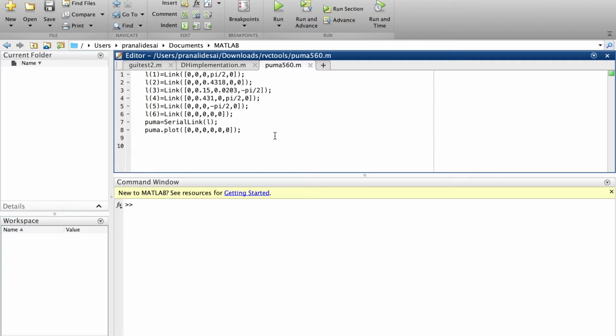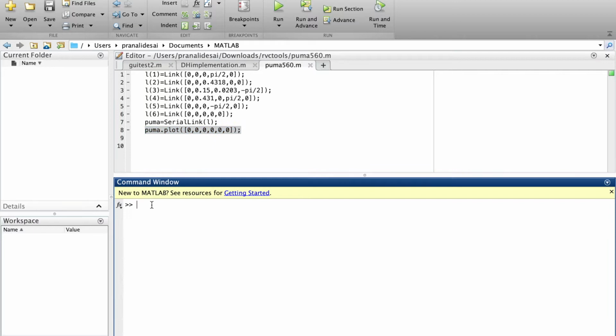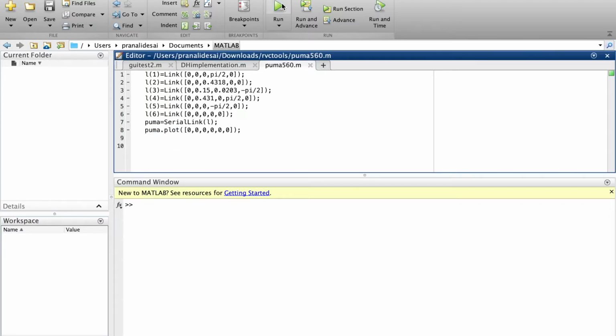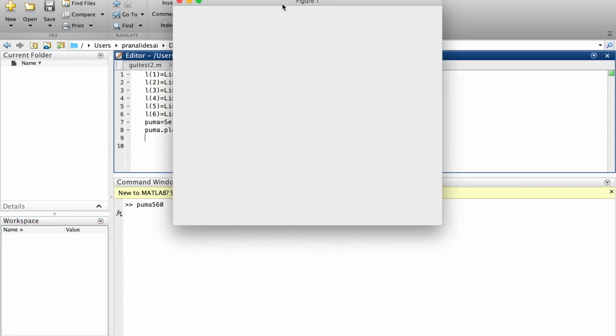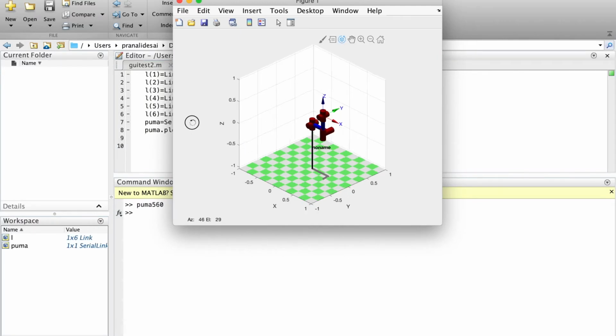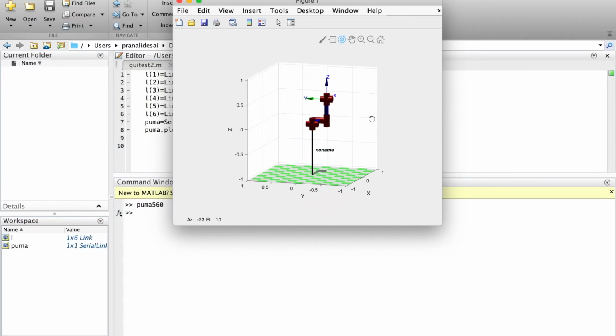Hello everyone. So today we'll look into the Puma 560 manipulator's forward kinematics and how to go about it in Corke Toolbox. What we initially did was feed in the DH table values inside the Corke Toolbox, and we got a nice Puma 560 plotted inside the workspace of our Corke Toolbox. Just to remind you again, I'll run it again. And here is the nice Puma 560 plotted.